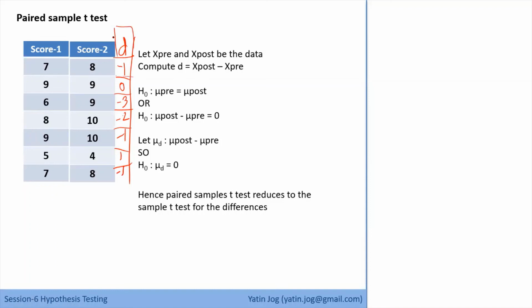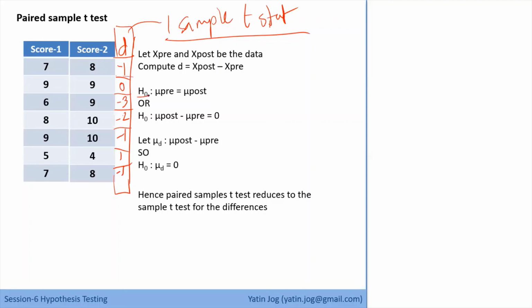Once I compute the D value, just consider this difference column, D column, as one sample t statistics and you'll get the answer. Simplest way. Even if the problem is of paired sample t test, we can calculate the difference and then go ahead with the one sample t statistics method. But there is a small difference between the actual one sample t statistics and this format of difference column. So we'll come to that.